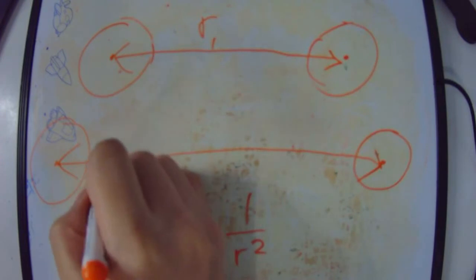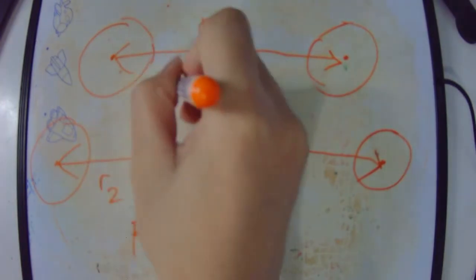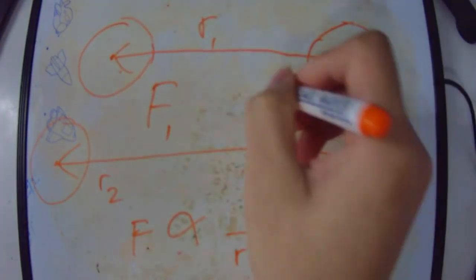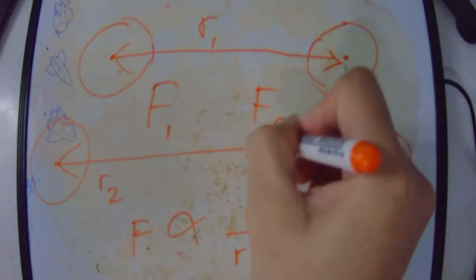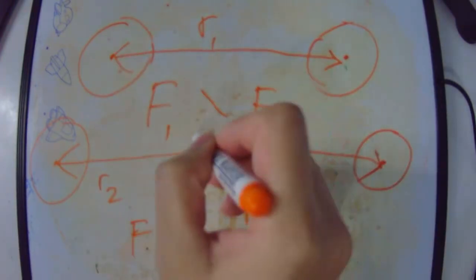So this is R1 and R2. Then we can make the assumption that, which one will have a stronger gravitational force? F1 or F2? The one that's closer or the one that's further? I think I just told you. So obviously just based on this formula, we can tell that whichever is closer has a stronger gravitational force. That is what this formula is telling us.